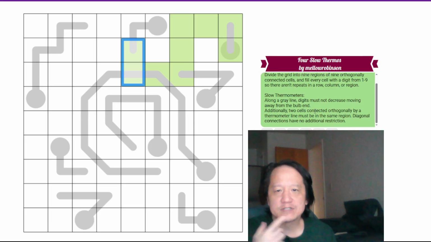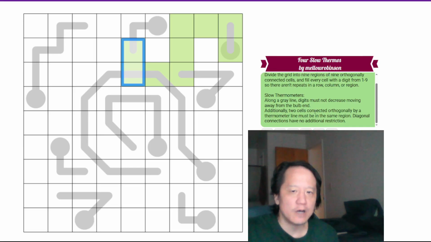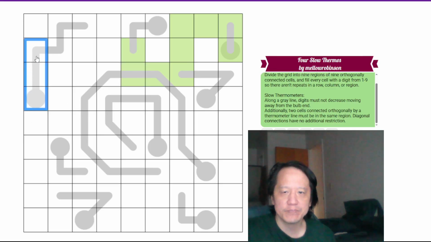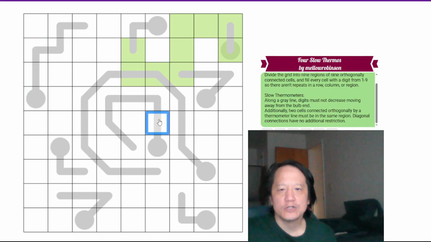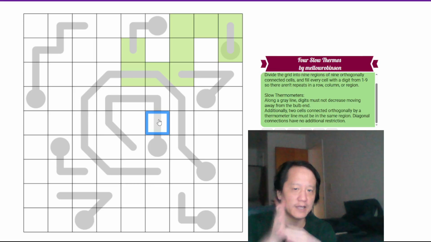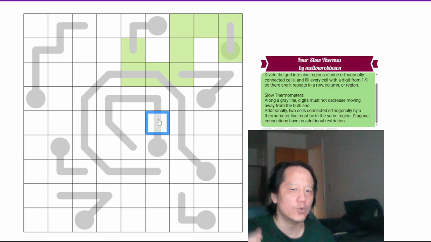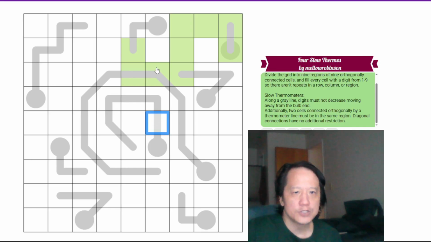We also have slow thermometers, where along a gray line, digits must not decrease, moving away from the bulb end. Additionally, two cells connected orthogonally, which means horizontally or vertically, by a thermometer line must be in the same region. And diagonal connections have no additional restrictions. So these cells must all be in the same region. These two cells are orthogonally connected by the thermometer line, so they must be in the same region, as must these two.